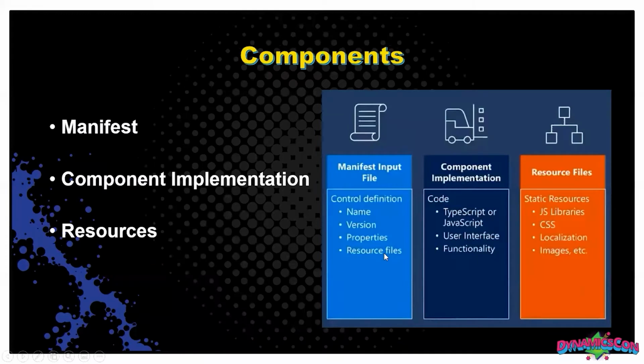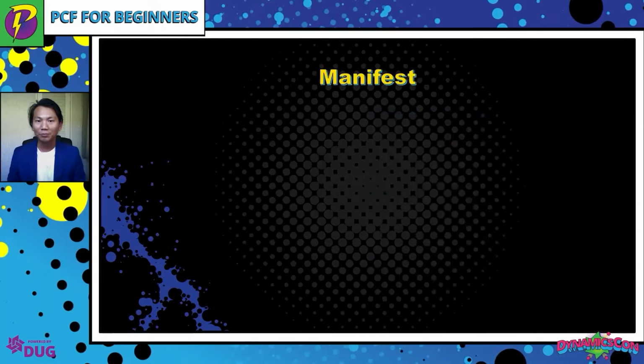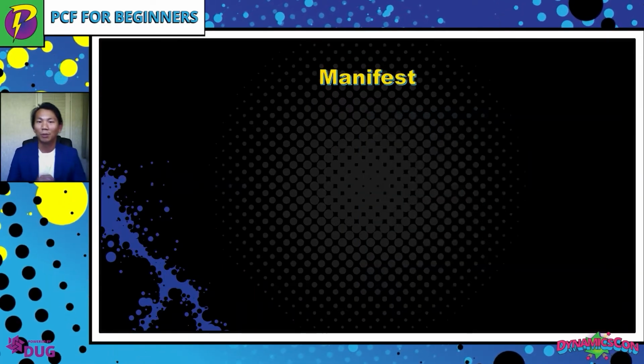And the code components have three parts. Once you initialize, it creates all these code components in the back end. It will create the manifest file, and the component implementation required for the TypeScript files, all the user interface and functionalities, and the resource files that you can include for CSS or images. So let me go through them one by one.